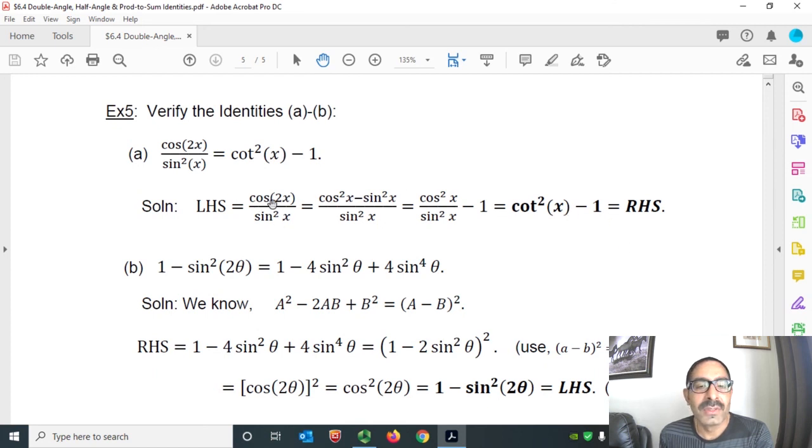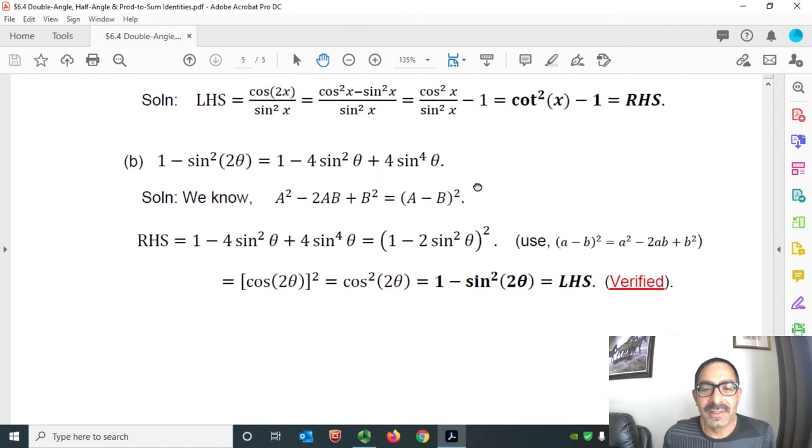So we use the double angle here. So here we verify the trig identity given in double angles. Great. So let's move on. Let's do part B, the last question for this section. So the left hand side is 1 minus sine square of 2 theta. The right hand side is 1 minus 4 sine square theta plus 4 sine to the 4 theta. So this 4 is a power.